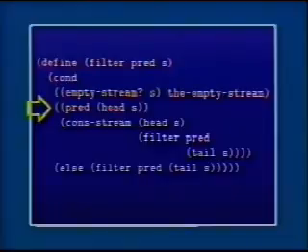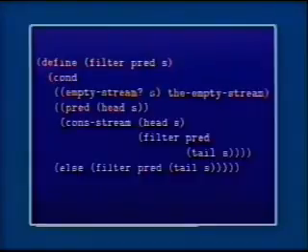We test the predicate on the head of the stream, and if it's true, we add the head of the stream onto the result of filtering the tail of the stream. And otherwise, if that predicate was false, we just filter the tail of the stream. Right, so there's filter.